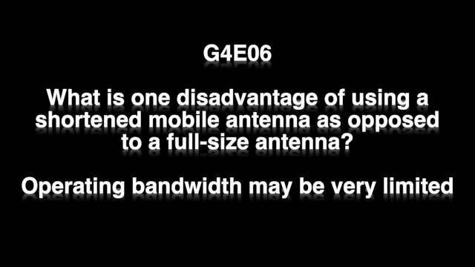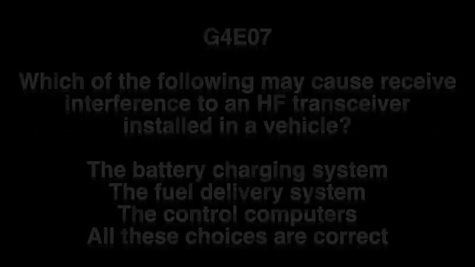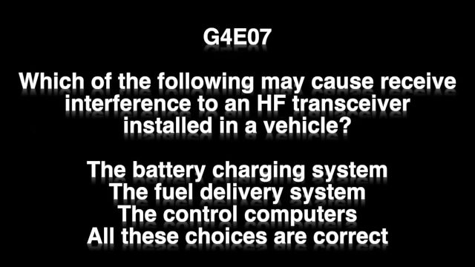G4E06. What is one disadvantage of using a shortened mobile antenna as opposed to a full-size antenna? Operating bandwidth may be very limited. G4E07. Which of the following may cause receive interference to an HF transceiver installed in a vehicle? The battery charging system, the fuel delivery system, the control computers. All these choices are correct.